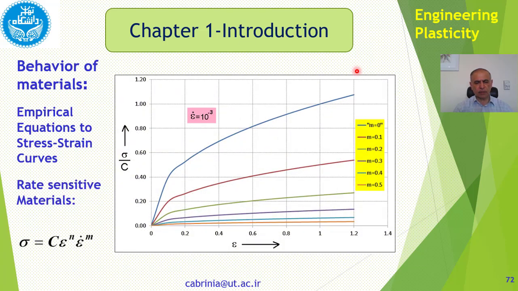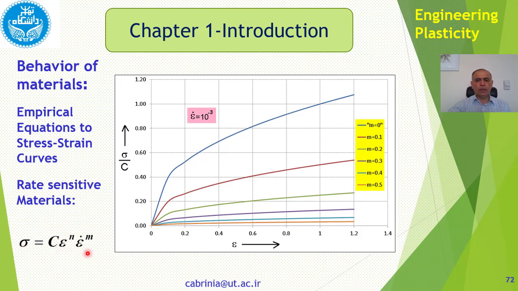Now for rate sensitive materials, what is a rate sensitive material? Rate sensitive materials are those materials which are sensitive to the speed of loading, because as we mentioned before, strain rate shows the speed of loading. Therefore epsilon dot is the strain rate, and rate sensitive materials are sensitive to this strain rate. It means that if the strain rate changes a bit, they show very large responses to that. So that means they are sensitive.